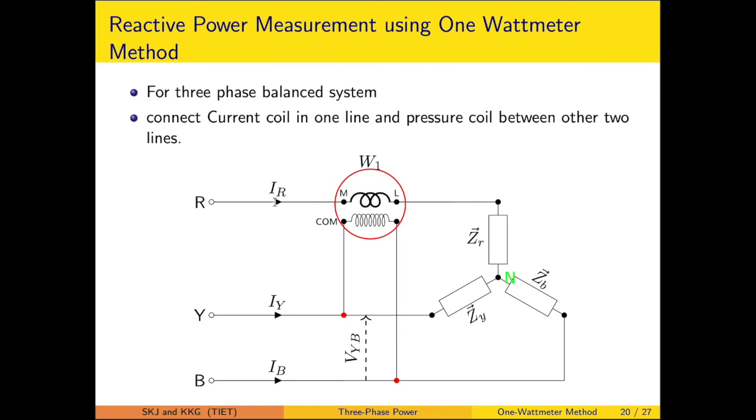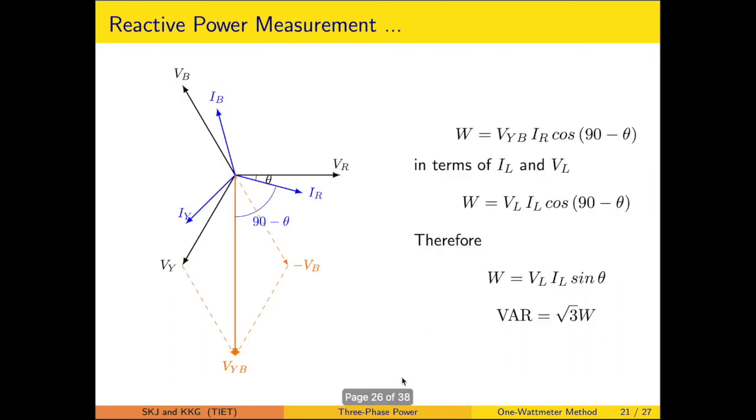The current coil is connected with one line and the pressure coil is connected between the other two lines. That particular arrangement is important. In this we have connected the current coil with the IR and the pressure coil between Y and B. With this, let us see how the phasor diagram is drawn.